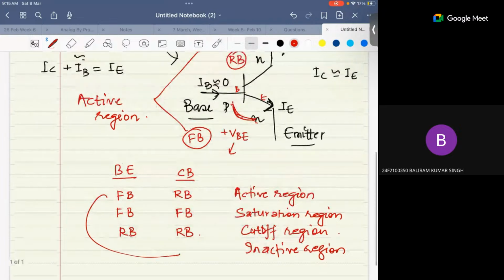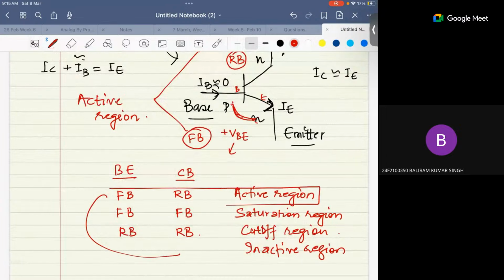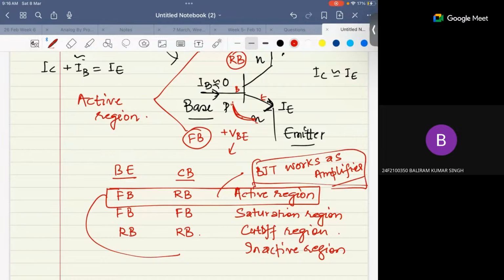See, this is the region that we have to read, the active region. In this region only the normal BJT will start working as an amplifier. So the BJT works as an amplifier here. That will do the amplification of the current, sorry, the potential that you are giving.